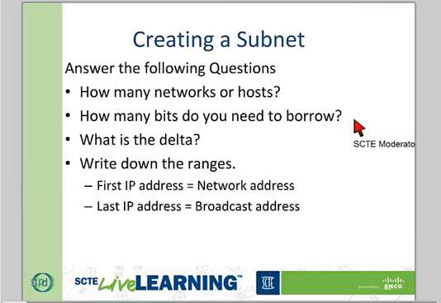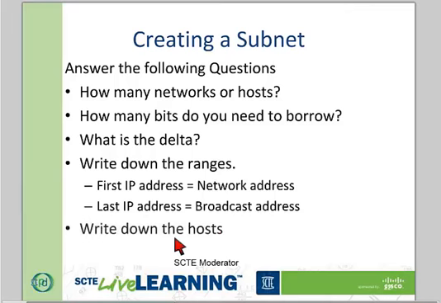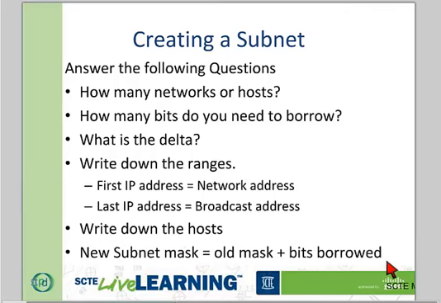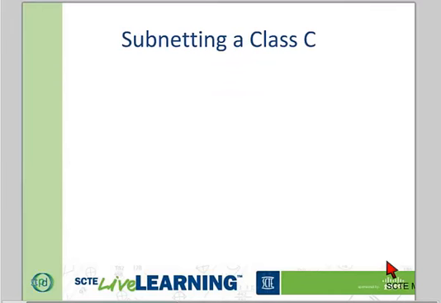Once you have your delta, you can write your ranges. What the first IP address is, what the network address is, what the last IP is, what the broadcast is. So let's take a look. And then at the end, what are my hosts? And down the bottom, what is the new subnet mask? So now that you've borrowed these bits, you need to mask the bits. You've got to tell these routers, hey, by the way, these bits are not hosts. They now belong to the network, so we're going to have to mask those. So we'll take a look at that.